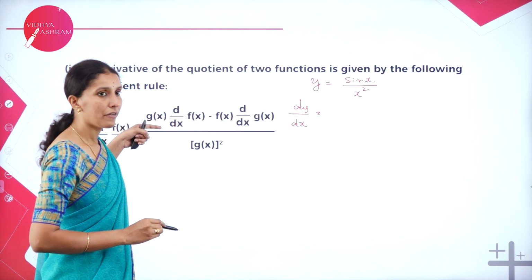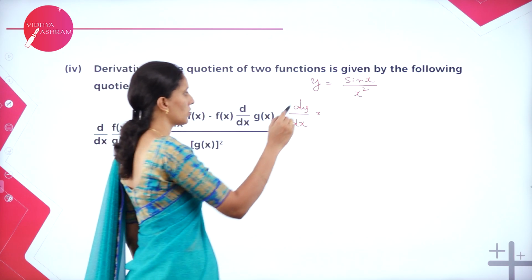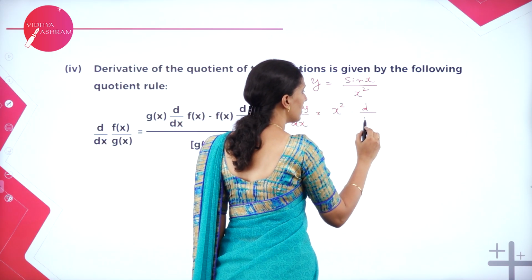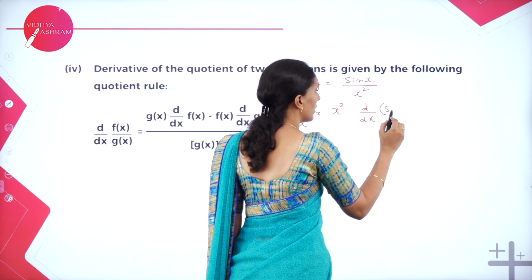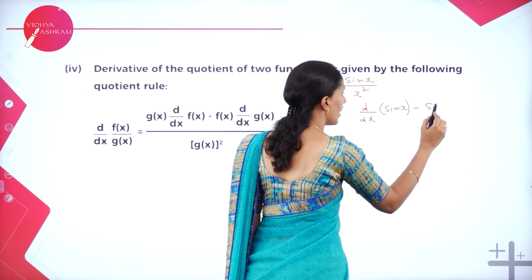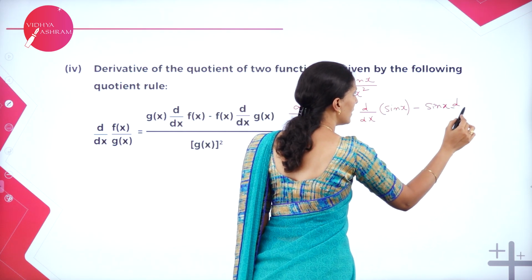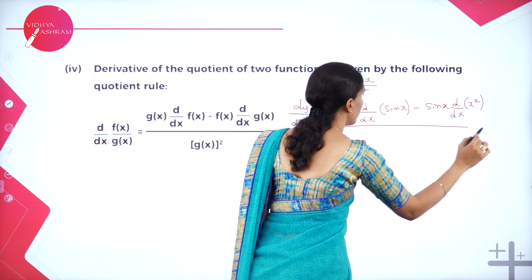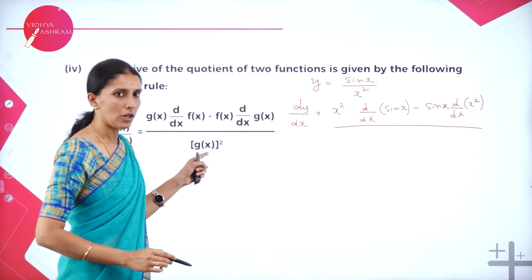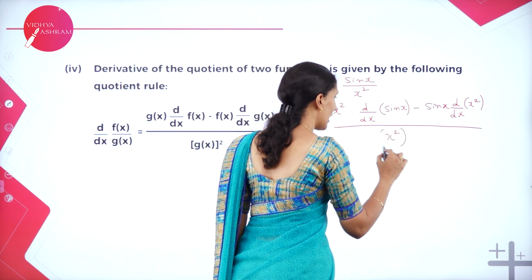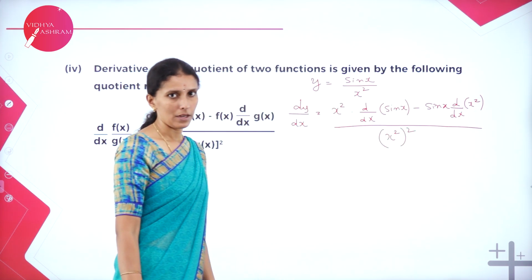Second function, derive the first function. What is my second function? x square into derive the first function, here it is sin x, minus first function into derive the second function, whole divided by square of the denominator. Denominator is x square. Take again the square of the denominator.